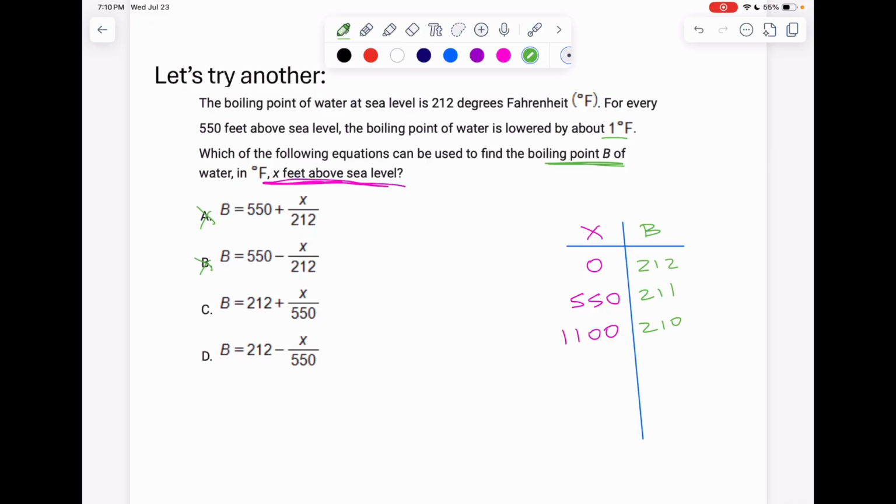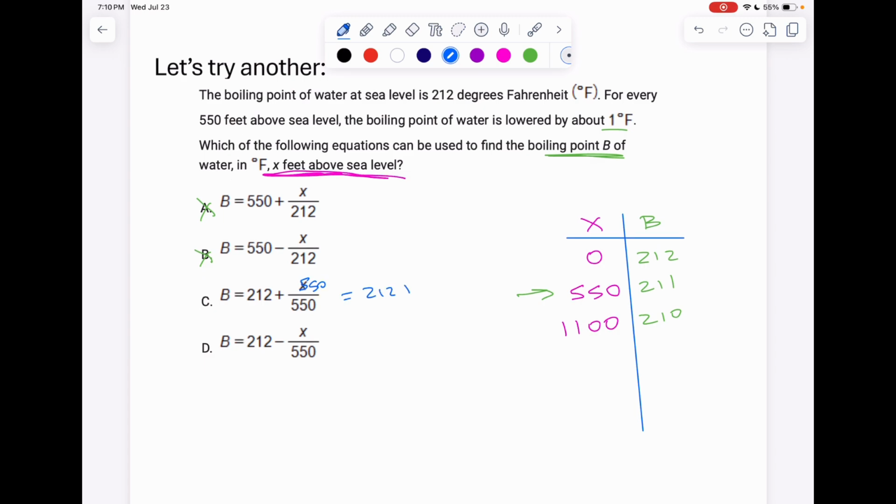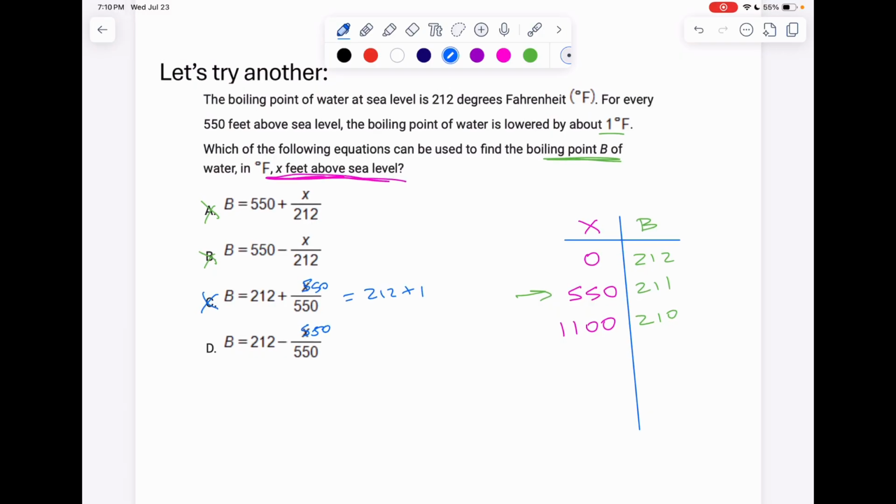Now let's put in 550 and see which one gives me 211. If I put in 550 here, it looks like it would be 212 plus 1. No, that's not 211. Here, if I put in 550, it's 212 minus 1. And that is 211, so that should be my answer.